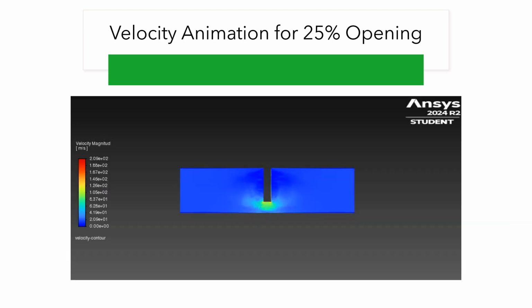This is a velocity animation. This is one of the only animations I could get. I attempted to record animations for 50 and 75%, but for some reason, every time I tried to run them, my laptop would crash the program. So I was only able to get contour images, but this video does help show us how they form in the later videos, so they kind of apply to all the same things.